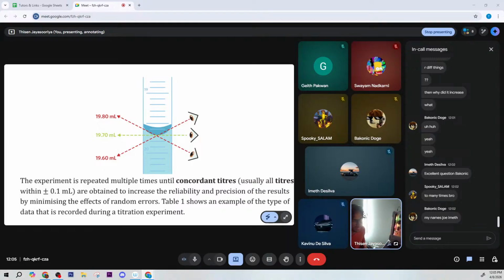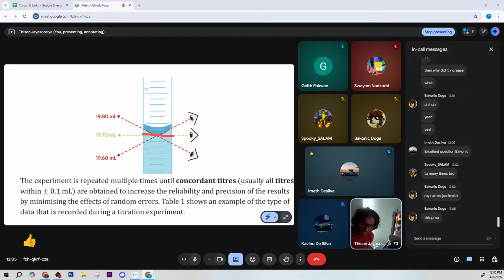Remember, you need concordant titers, and you need to measure at the bottom of the meniscus. You guys remember this? Is anyone unfamiliar with this at all? Is that all good? Thumbs up, thumbs down, thumbs to the side, thumbs all around. Yeah, Emat is good. Salam. Swayam. What about Kavinu and Blessing?